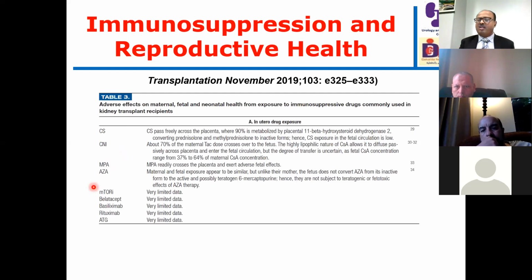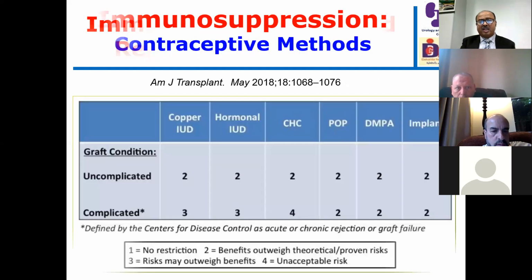Azathioprine, this is the tricky one here. Azathioprine, maternal and fetal exposure appear to be similar. Why do we allow azathioprine? Because the toxic part of azathioprine is 6-mercaptopurine. Azathioprine is a prodrug. The fetal liver, the liver of the fetus, is unable to change azathioprine to 6-mercaptopurine. So this is why it is safe to be used during pregnancy and lactation.